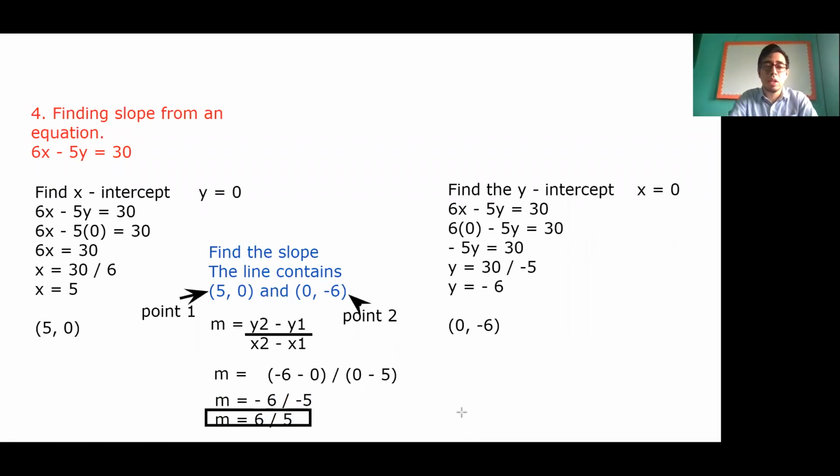m is equal to 6/5. Okay, then. This is the value for the slope we were looking for. Using the 2 points we obtained the x-intercept and the y-intercept. The slope is a formula. Remember, we are going to use the same formula always to obtain the slope.